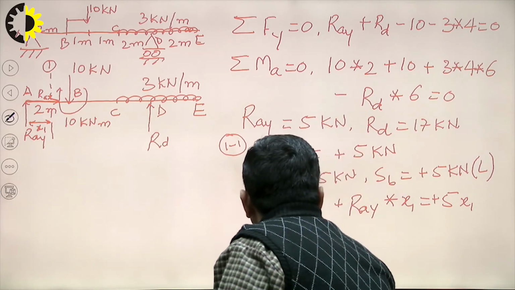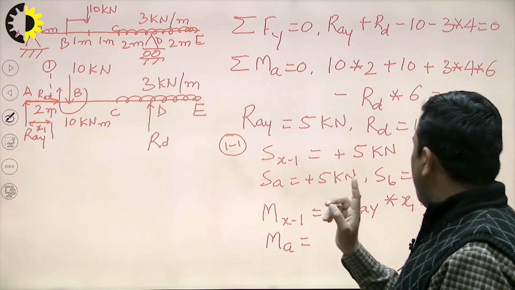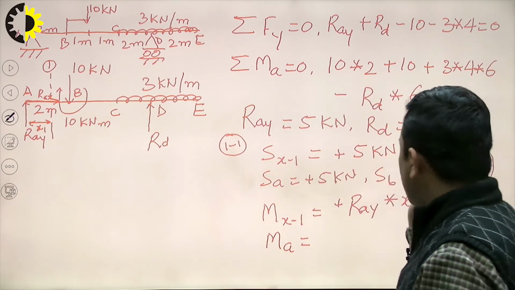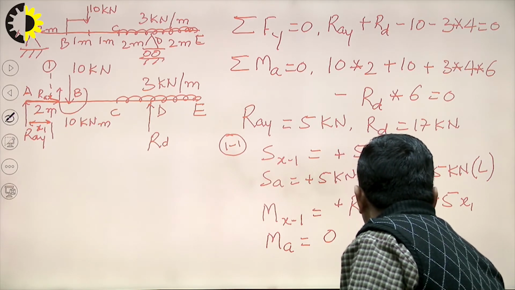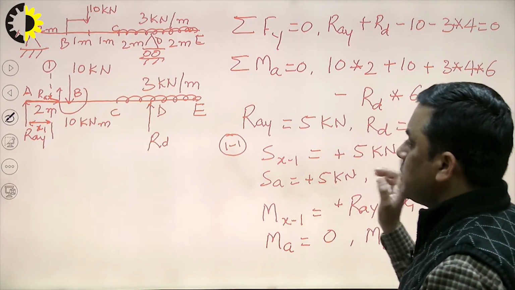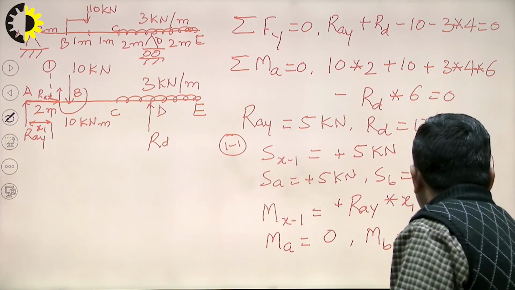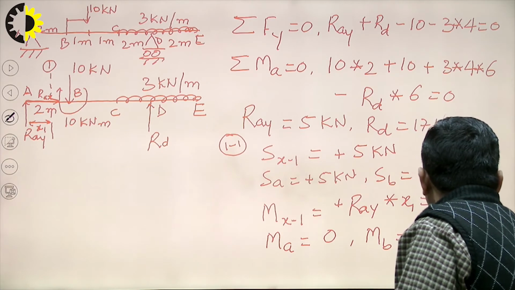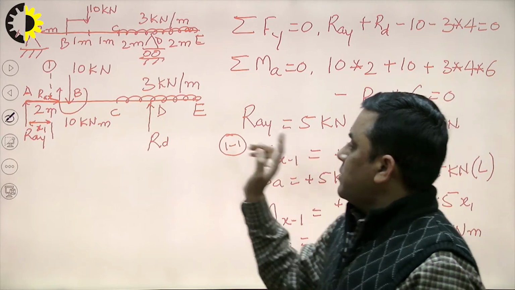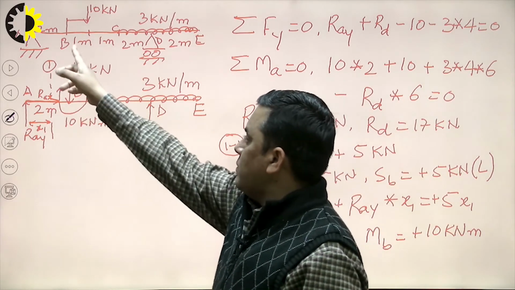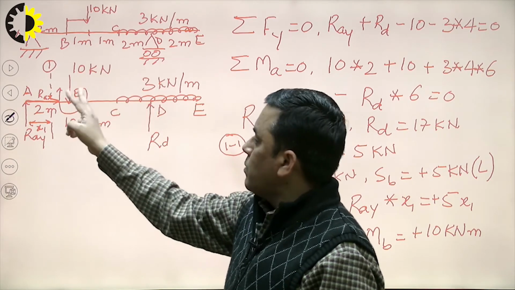Similarly, for bending moment also I can go for MA. At point A the x1 is 0, so it will be 0. For point B the x1 variable will be 2. So, 5 into 2, it will be plus 10 kilonewton meter. The same thing applies here also, as there was a point load, so two values of shear force for point B.